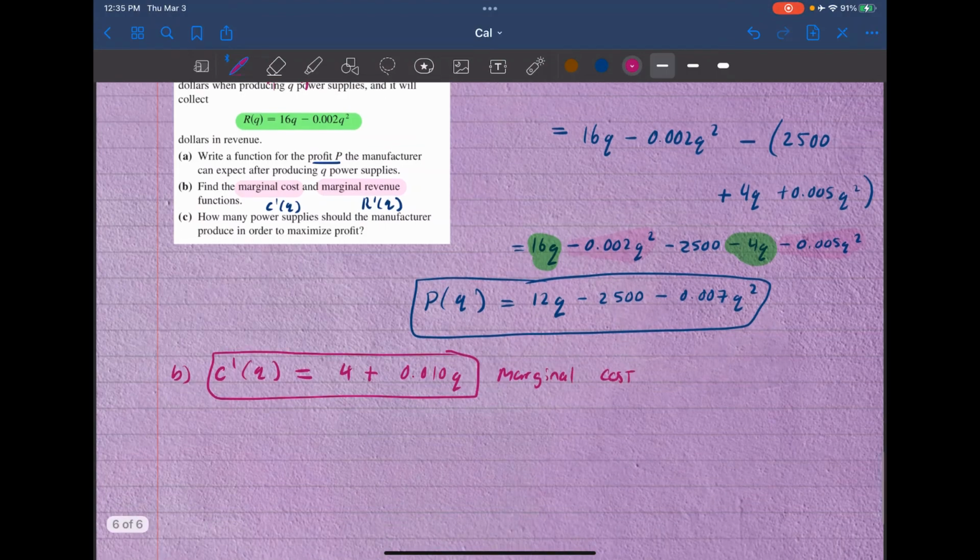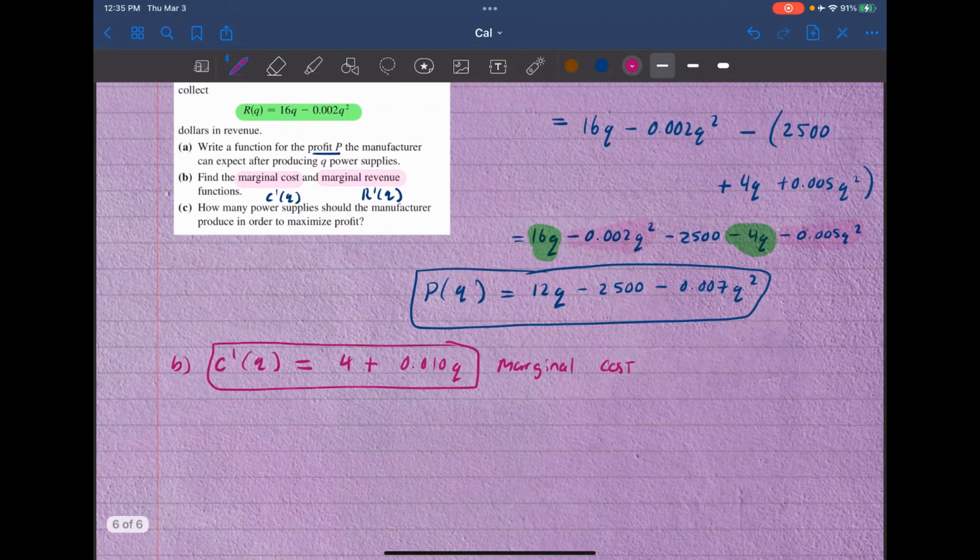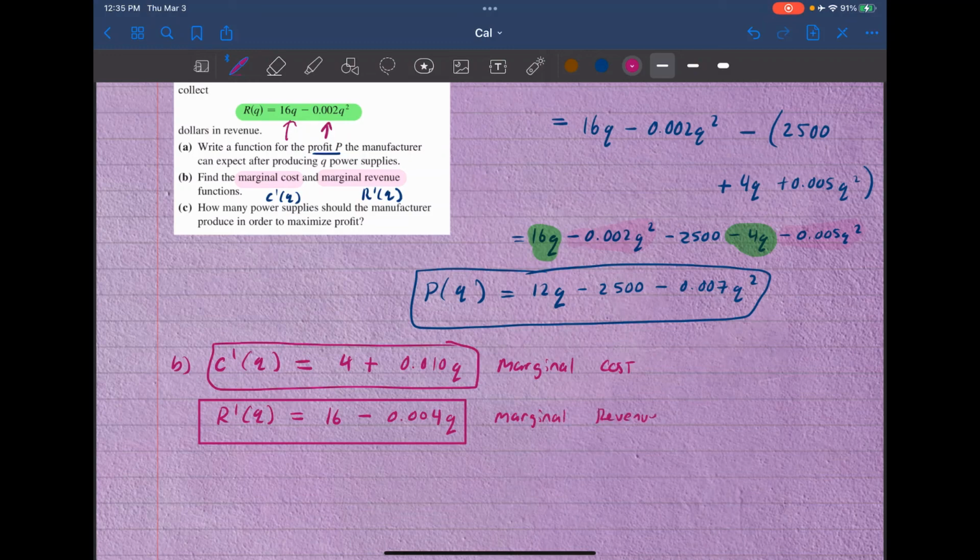And then for marginal revenue, we take the derivative of the revenue function. So R prime of Q, so if I take the derivative of 16Q by power rule, that's just 16 minus the derivative of the second component. So using power rule, we have 0.004 Q. So that would be our derivative of the revenue function, which we're calling marginal revenue. All right, so I hope this is making sense.